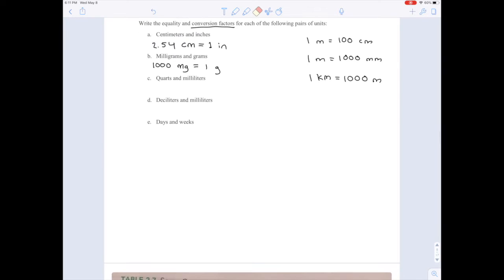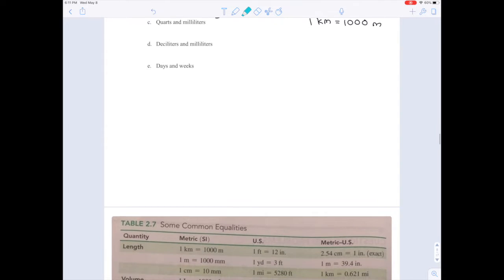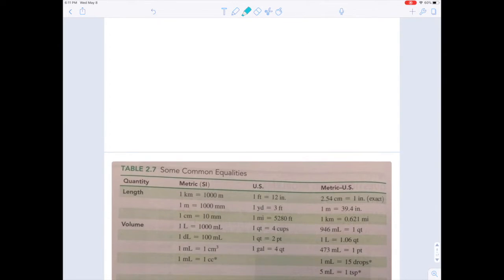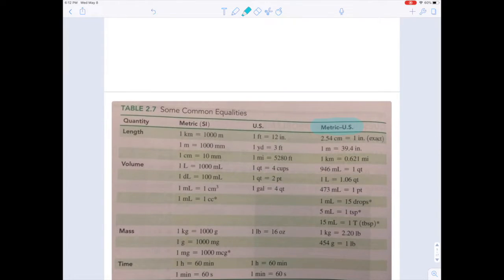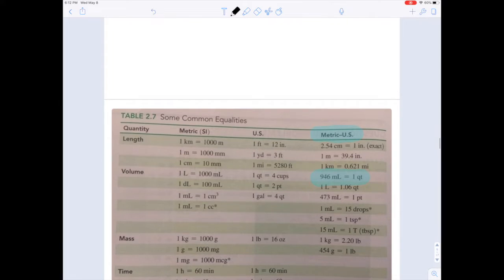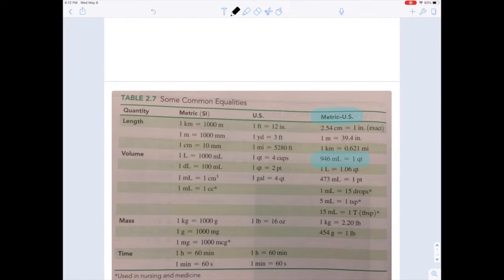Okay, how about quarts and milliliters? That's what C is asking about. Quarts is a US unit, and milliliters is a metric unit. So we're going to be looking in that far right column between metric and US, quarts and milliliters here. And so you can see there are 946 milliliters in 1 quart. So how do quarts relate to milliliters? 1 quart has 946 milliliters based on that conversion factor there.